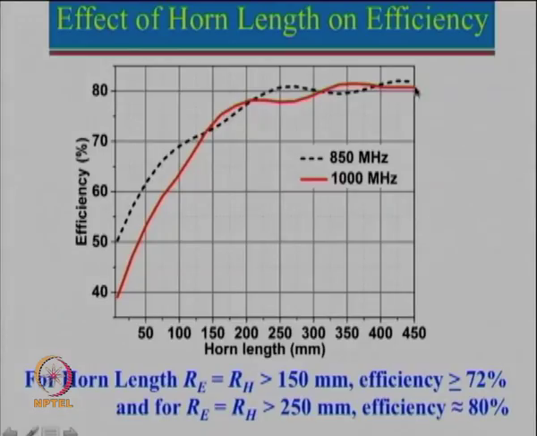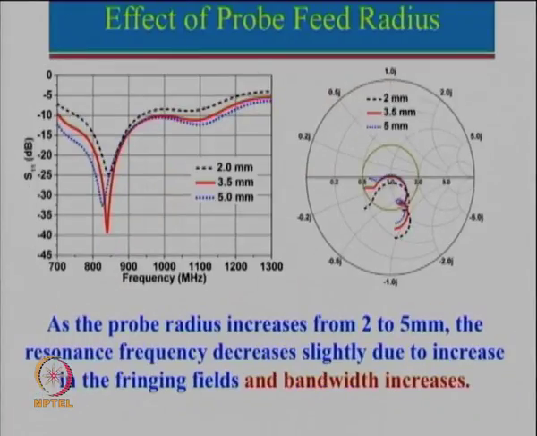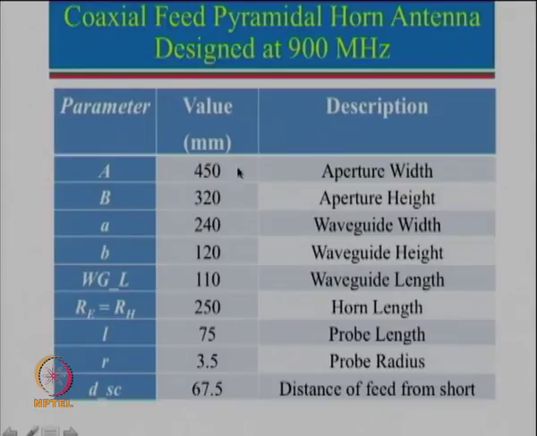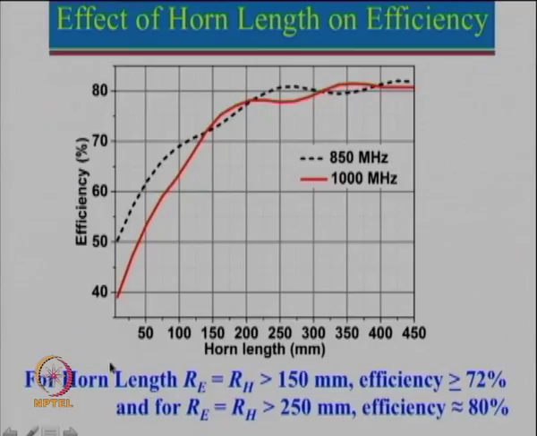Now let's see the effect of the horn length. Here the aperture dimensions are fixed, as I mentioned before. Let me go back here. The aperture dimensions are 450 by 320. What we are showing is the effect of this particular horn length change. For the fixed aperture, as we increase the horn length, one can see that the frequency efficiency has been shown for two different values of the frequency.